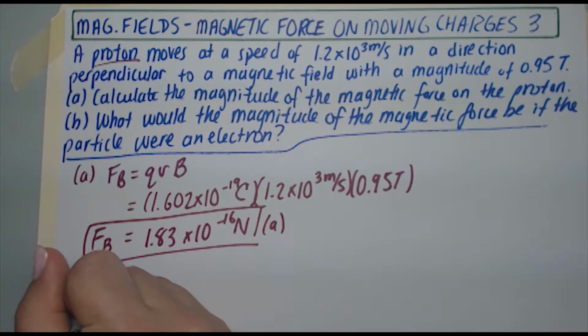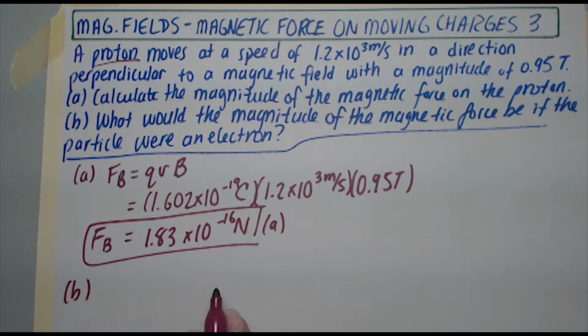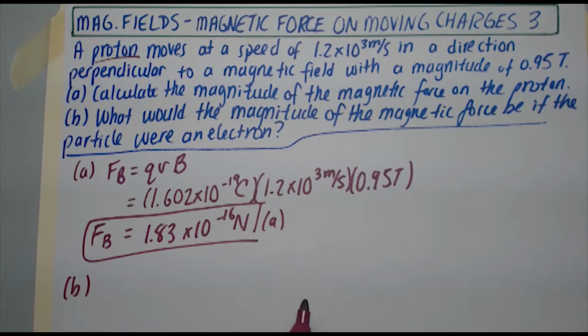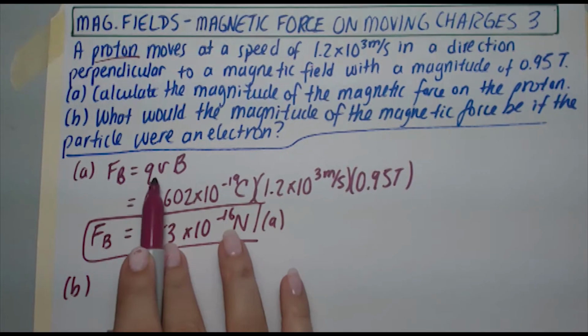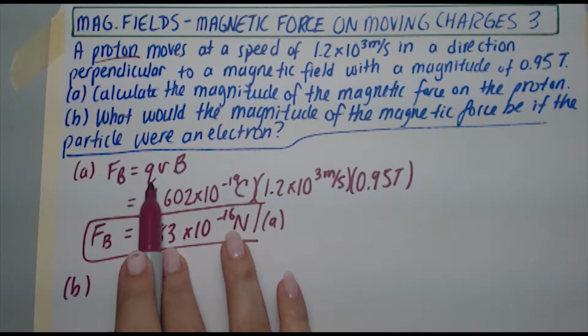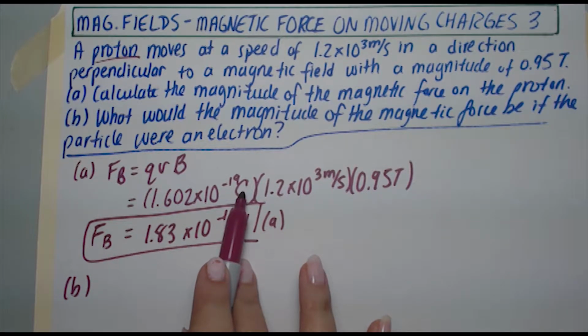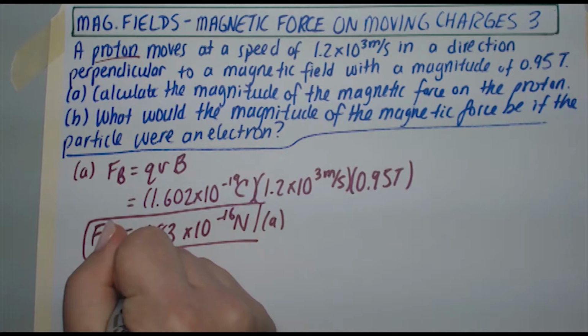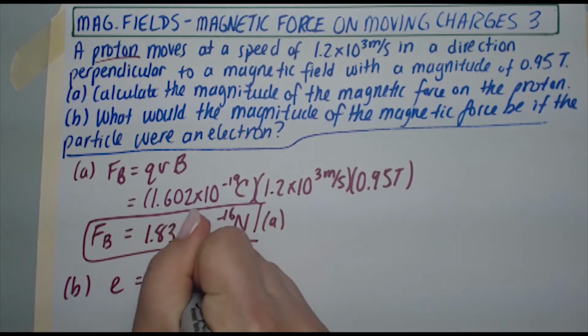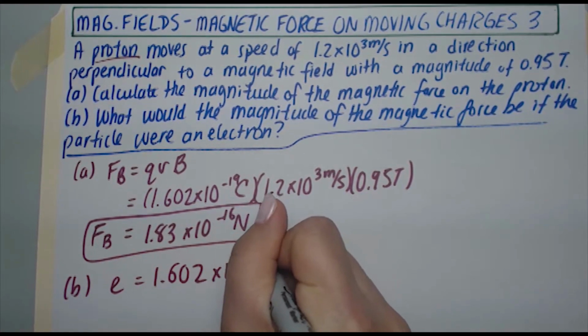Now part B asks, well, what happens to the magnitude of this force if the particle is an electron? So looking at the formula, the only thing that's going to change is q. Well, a proton and electron both have the same charge, the charge of an elementary charge, e, 1.602 times 10 to the minus 19 coulombs.